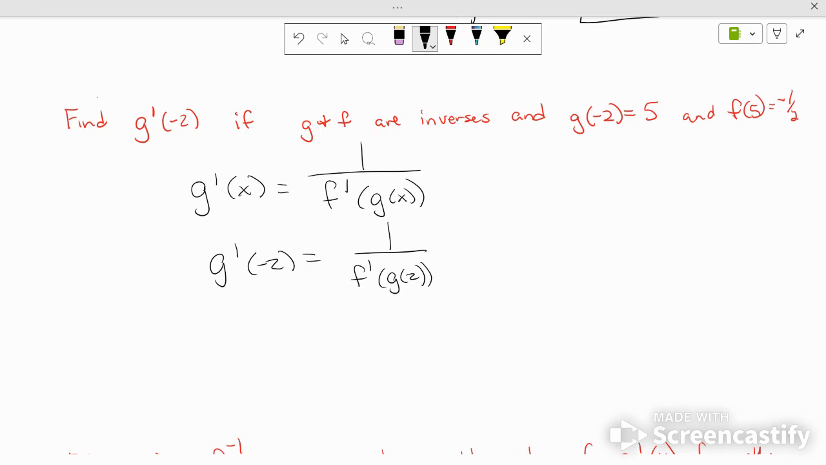We aren't given what g of 2 is, are we? Oh, g of -2, sorry. Oh, we are given g of -2. It's 5, isn't it? So this is equal to 1 over the first derivative of 5.